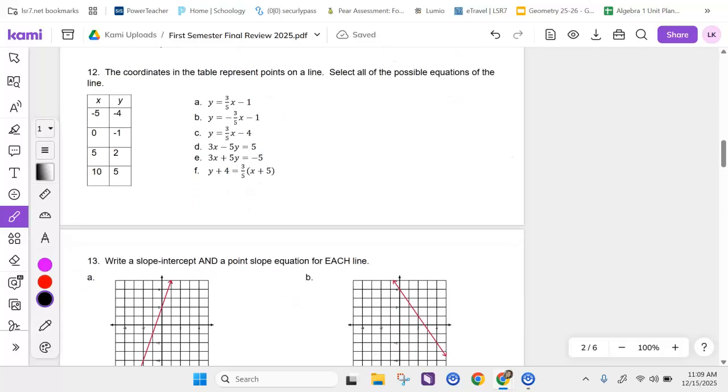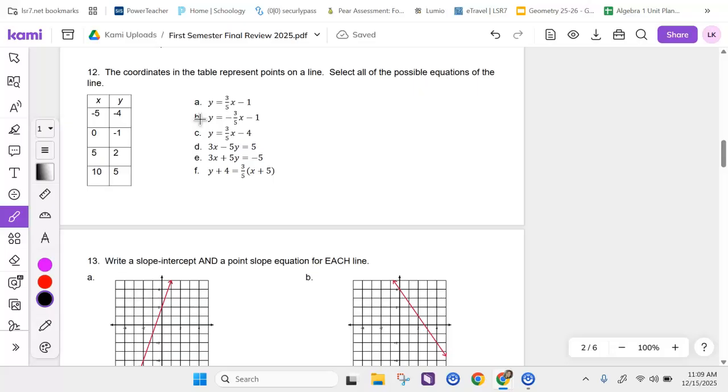All right, number 12, the coordinates of the table represent points on a line. Select all the possible equations of the line. So this is one I'm going to show you how to do, but you can also just put it into Desmos. So first let's show this, and then I will put it into Desmos to show you.